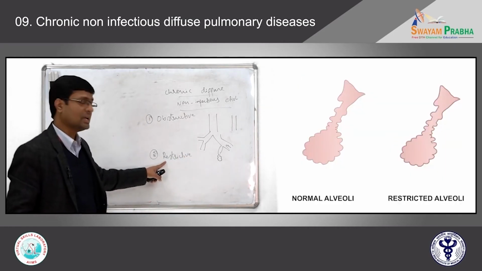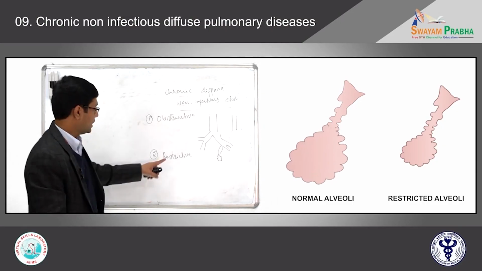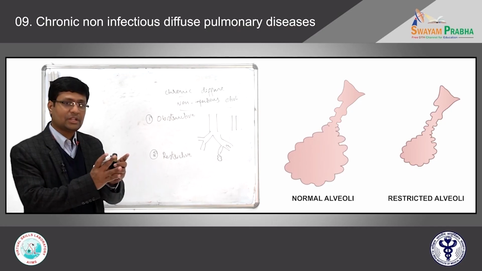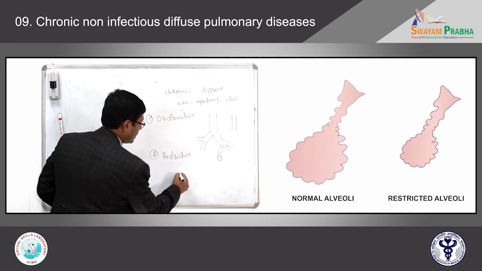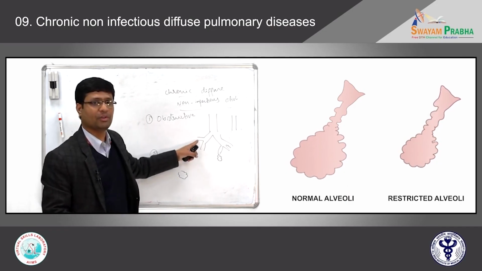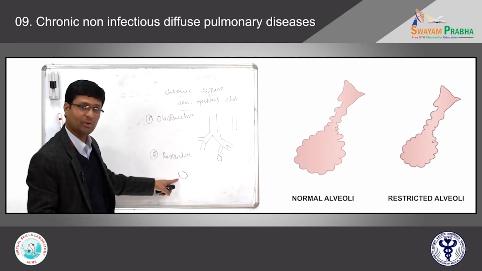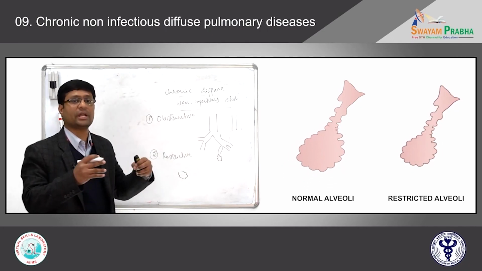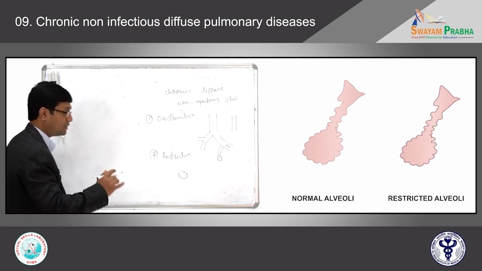Restrictive lung diseases means the lung has lost its elastic recoil. Restrictive means the lung's alveolar parenchyma will not expand. So there is a problem with the alveoli. The tracheobronchial tree will be essentially unremarkable. The problem is in the alveoli, so the alveoli cannot expand properly, and air entry is affected. I will tell you the difference between these two.